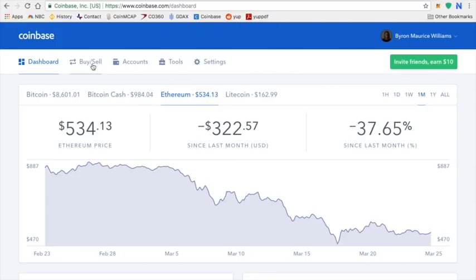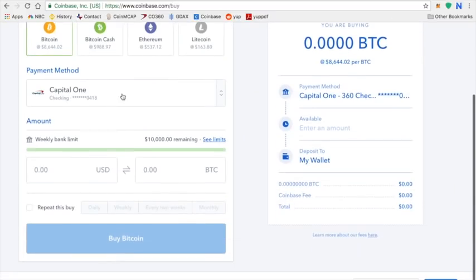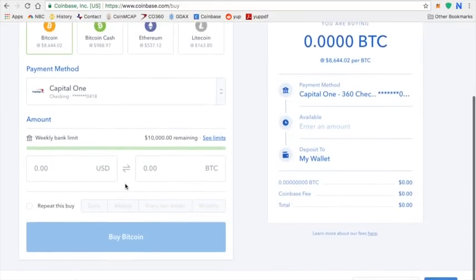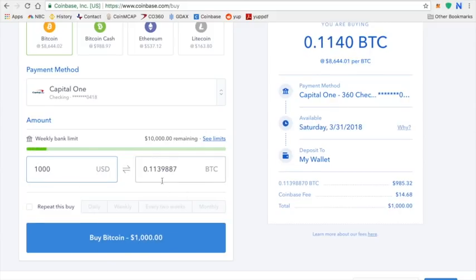Once your email account and your bank account are all set up with Coinbase, what you want to do is buy Bitcoin. So, for example, I'm going to buy Bitcoin right now. I'm going to hit the buy and sell button in this tab right here. I'm going to hit buy Bitcoin, and I'm going to use my bank account. Let's say I want to invest $1,000. It's going to give me 0.1139887 Bitcoin. And I hit buy Bitcoin.